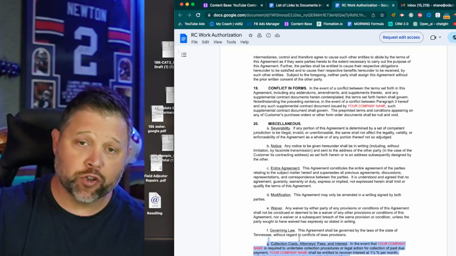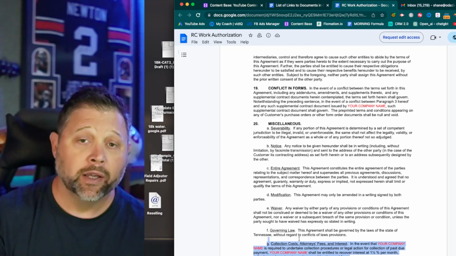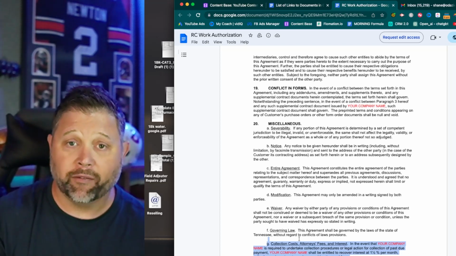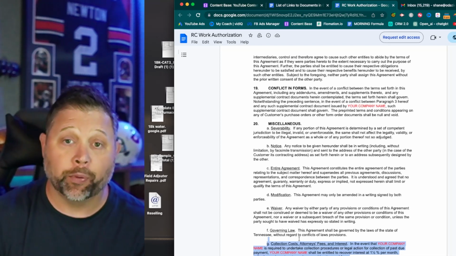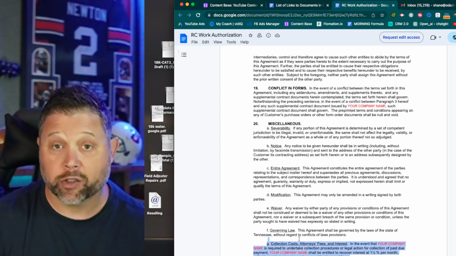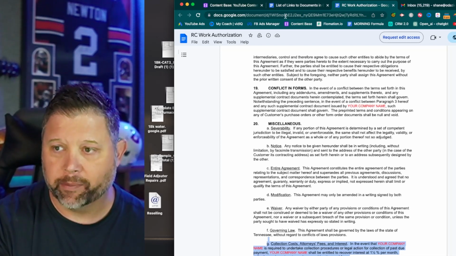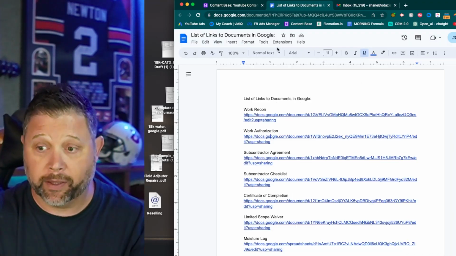But basically, this is your work authorization. This is what we're gonna do for your mold, for your mitigation stuff. If you don't have a price right off the bat, if you're gonna come to a firm price before you do any work, then I'd go to the Reconstruction agreement. And if you don't know, have them do both. That'd be the better way to say it. Any questions, drop a comment and let me know.